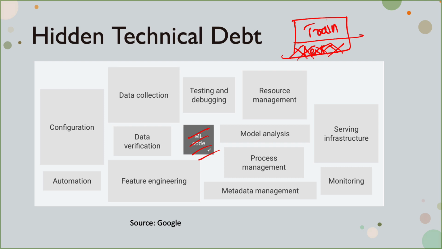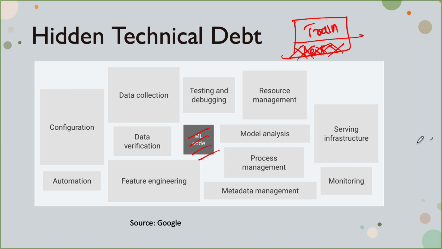Now, if you look into the surrounding items which are required to run this machine learning code, it could be configuration, data verification, feature engineering, automation, testing, resource management, infrastructure, monitoring. So you can look into the various components of what exactly the rest of the system is composed of. Now, to develop and operate the complex systems that you see right here on the screen, you can apply the DevOps principles to the ML system, and that's what MLOps is all about.